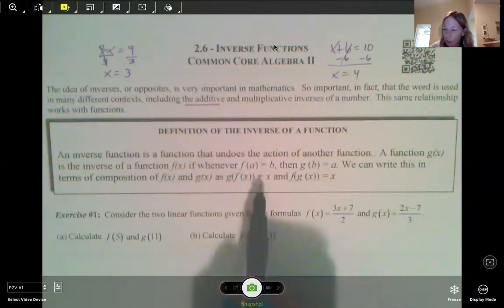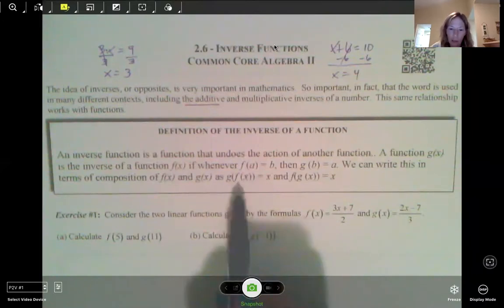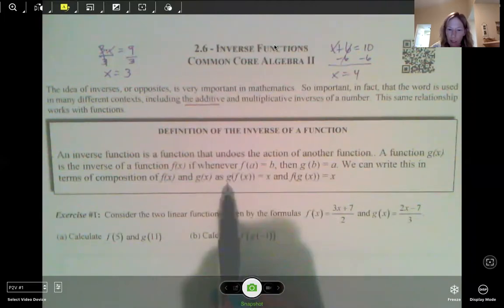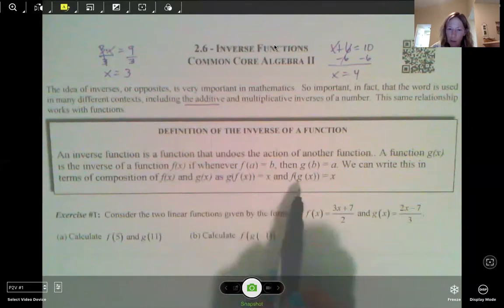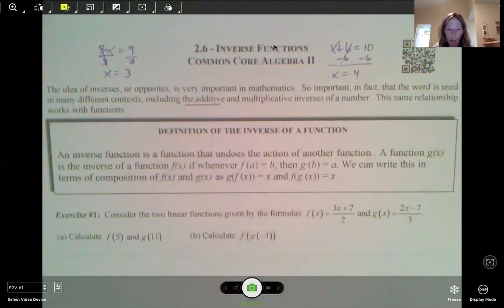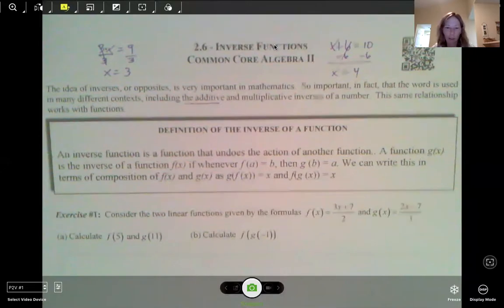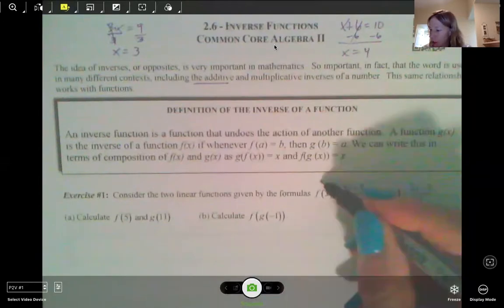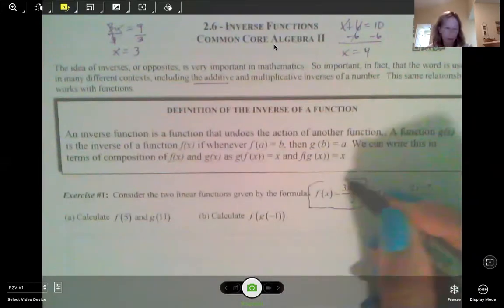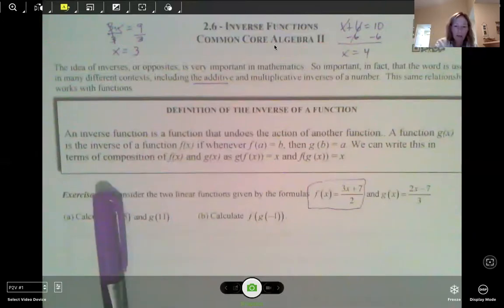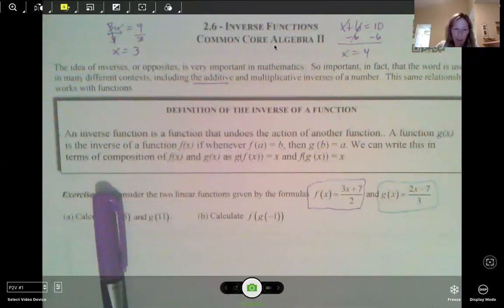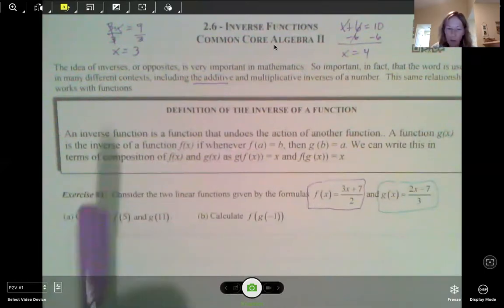When we do it without inputting an actual value, we just keep it in terms of x. When we see that the composition, so g of f of x and f of g of x, both end up equaling x, that's another way to show it. So we're just going to look at very simply the number version today. So if we look at these two functions, f of x and g of x, those are our two rules. And we're just going to follow in order of what they ask us to do.